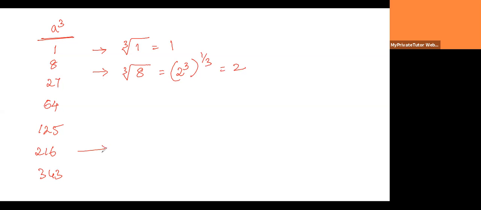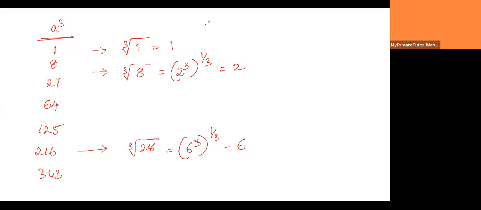Let's try for 216. So cube root of 216. What is 216? 6 cube whole power 1 by 3. So 3 by 3, the 3s cancel out, and we'll get only 6. So this is about finding the cube root of perfect numbers.